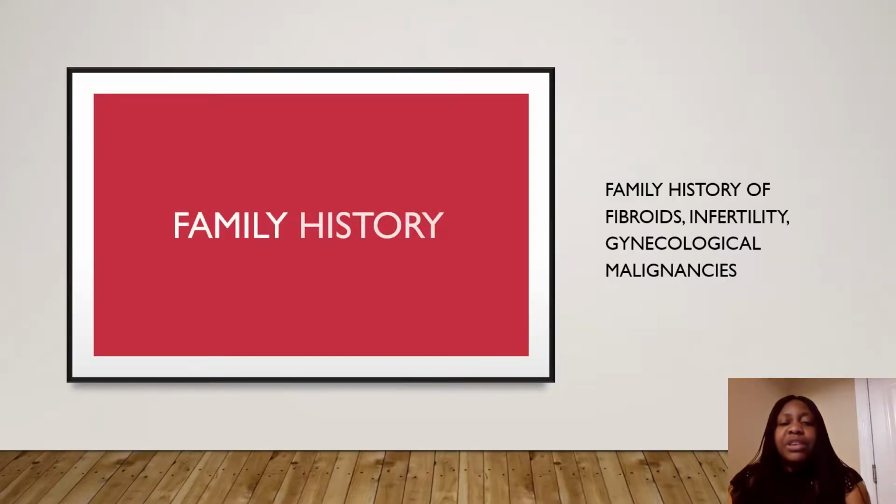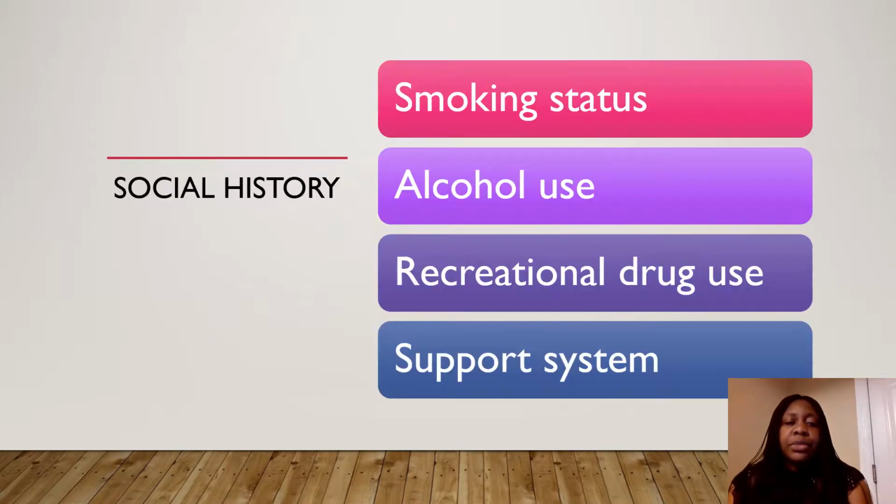In her family history, the things that are important are to find out if there are any gynae conditions that run in families, like fibroids, infertility, or even gynecological malignancies. Her social history would comprise of her smoking status, whether she drinks alcohol, whether she uses recreational drugs, and what kind of support system she has. The support system is important because in cases of domestic violence, you want to find out who she lives with, whether she feels safe at home, or whether the person is supportive of her.